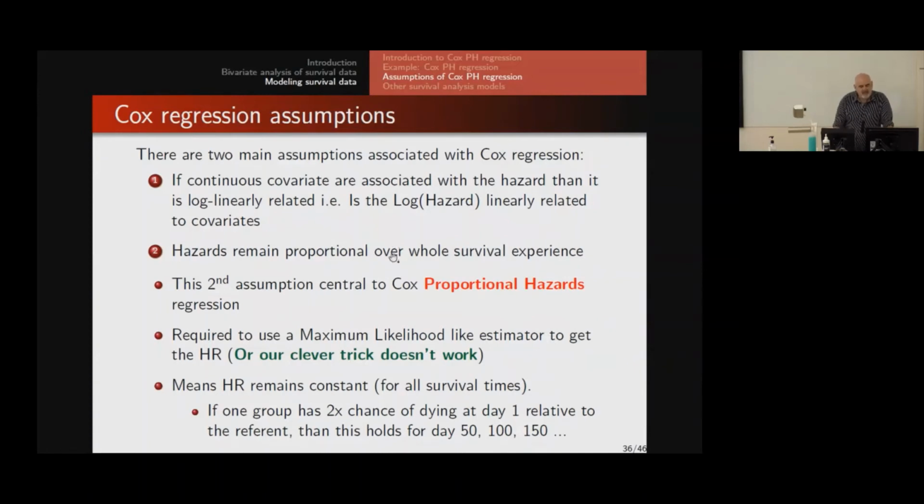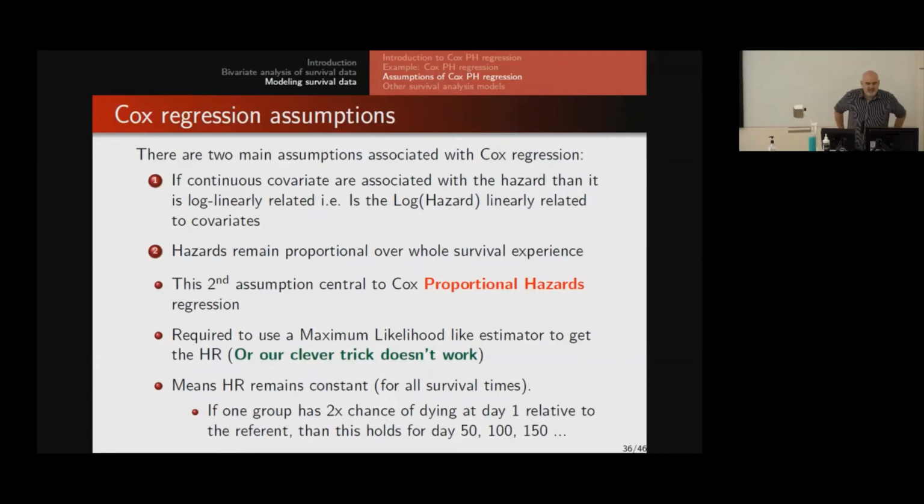Okay, so now I'm just going to talk about assumptions, and I'm only going to really talk about that there are two main assumptions that Cox regression uses. First, that continuous covariates have a log linear relationship with survival or whatever our outcome is. In other words, why would we use a log linear model if there wasn't a linear relationship? I'm not going to talk about that anymore. There are methods for checking this and so on, but I'm not going to go into detail about it.